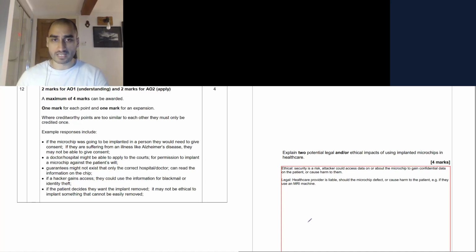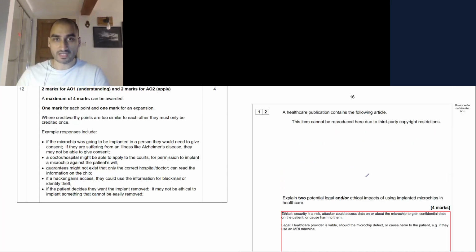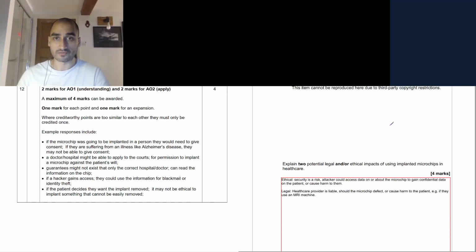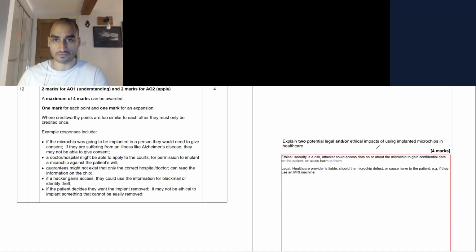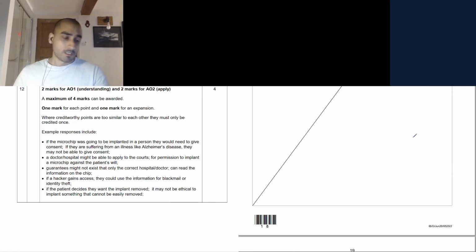I mean, what I wrote in the second point is a fair point, isn't it? You can't use an MRI machine if you have a microchip, and someone might go and use one without realizing, like, I don't know, they had a moment of stupidity. Healthcare, it causes risks to them. And to be fair, I didn't have the article that I'm supposed to read, so if I had access to the article, I would have got 4 marks for sure. So I think what I've written here is worth 4 marks. So let's go with 4 marks. That's it.